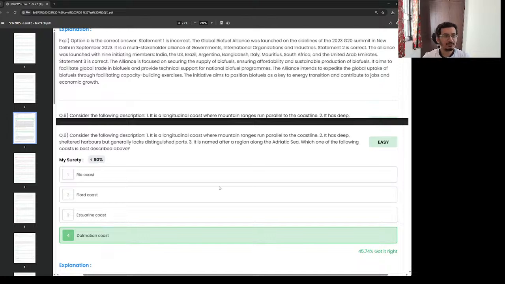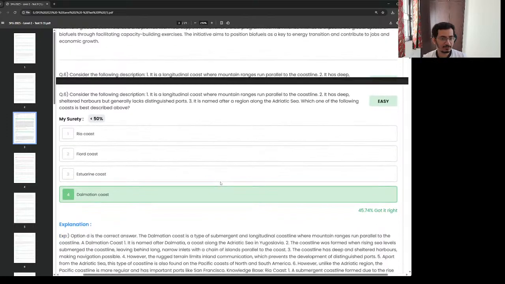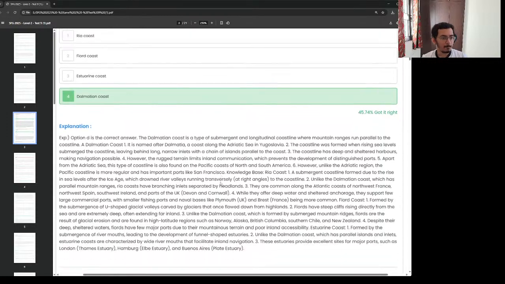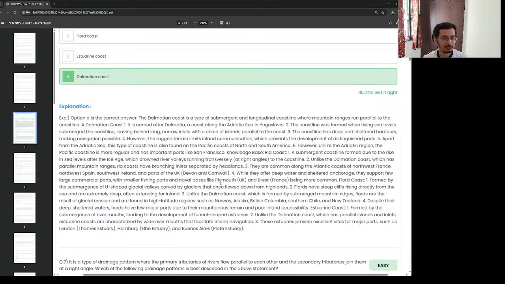So what I was saying, I don't know what this coast is. It is a longitudinal coast where mountain ranges run parallel to the coastline. It has deep sheltered harbors, but generally lacks distinguished ports. So does that tell me anything? I think I should be able to. It is named after a region along the Adriatic Sea. I know where the Adriatic Sea is, but I don't know which should be the correct answer. Dalmatian coast is a type of submarine. Oh, Dalmatian is a coast along the Adriatic Sea in Yugoslavia.